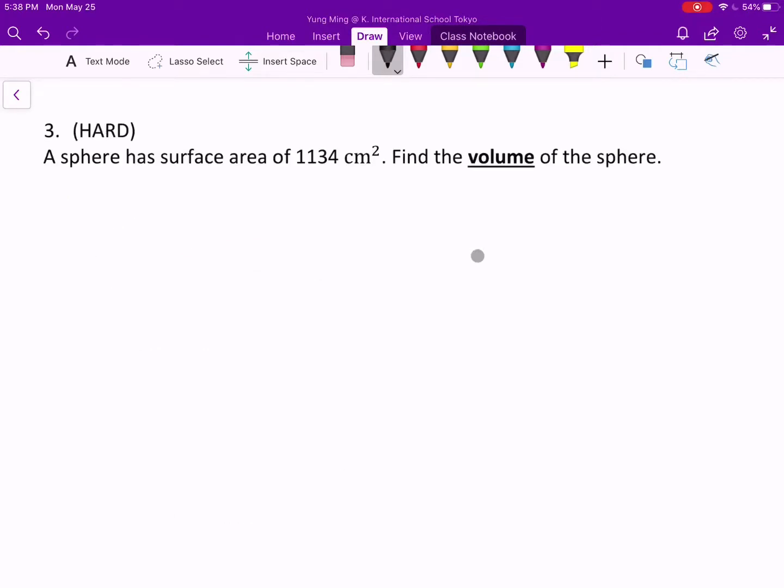Last question of the day. We have a sphere that has a surface area of 1134 centimeters squared. We want to find the volume of the sphere. So let's go ahead and write down our formulas. For surface area, we have 4 pi r squared. For volume, we have 4 over 3 pi r cubed. That's all we know for now.